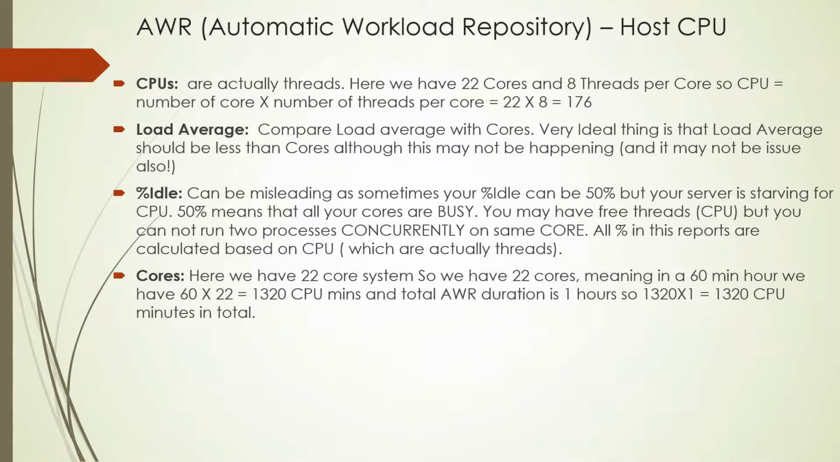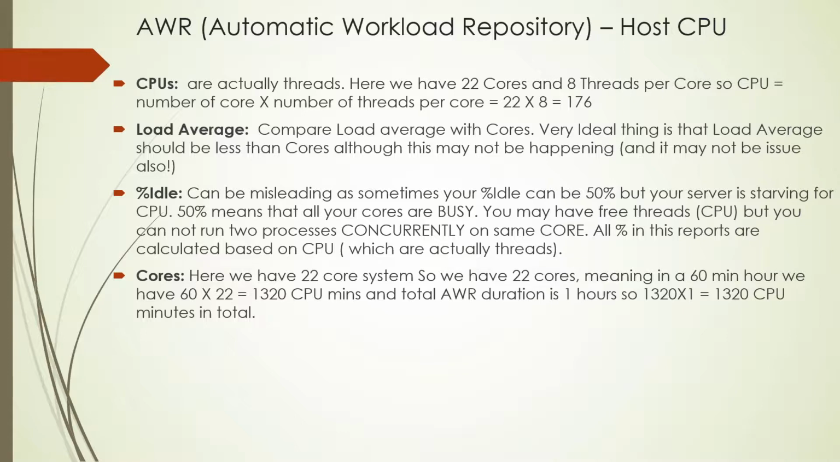Percentage of idle CPU can be misleading, as sometimes your percentage of idle can be 50%, but your server is starving for CPU. 50% idle means your cores are busy. You may have free threads, but you cannot run two processes concurrently on the same core. All the percentages in the AWR report are calculated based on CPUs, which are actually threads, right? So how many cores? Here we have 22 cores. That means in one particular hour, or 60 minutes, we can have 60 multiplied by 22, which is 1320 CPU minutes. The total AWR duration is 1 hour, so 1320 into 1 is 1320 CPU minutes in total.